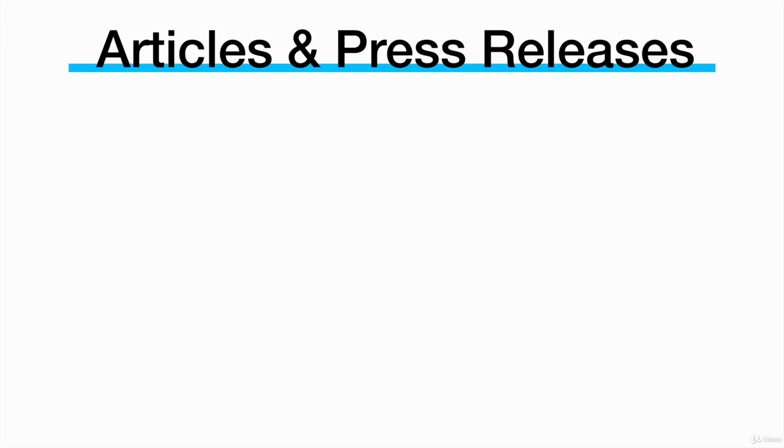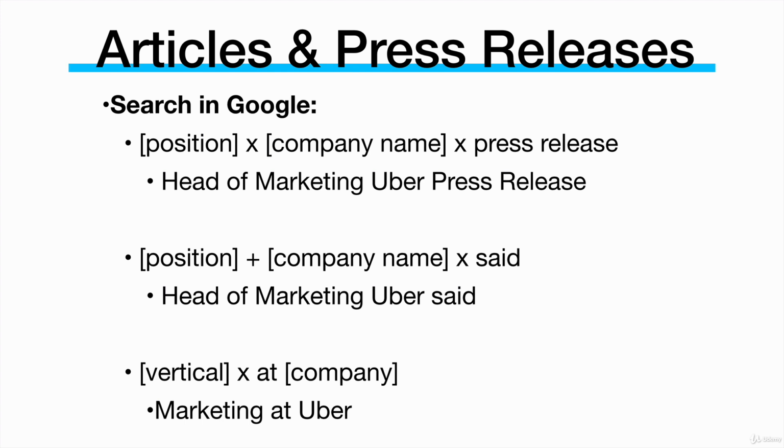And again, it always depends on the industry and what you're selling. So this may or may not work depending on the industry, but this does work a lot of the times. So articles and press releases. Basically in Google, this is what you're going to search. You're going to type in the person's position, then the company name, and then the words press release after it. So if you want to find the head of marketing at Uber in Google, you're going to type head of marketing Uber press release, and you're going to get a lot of articles, and one of them will tell you exactly who the head of marketing is.